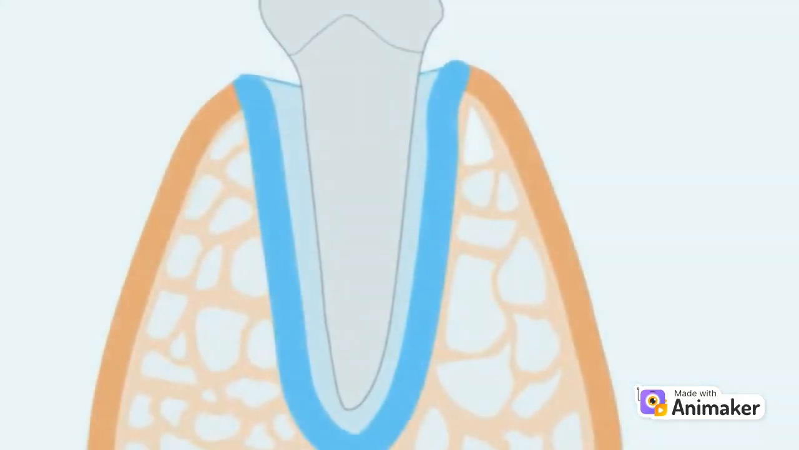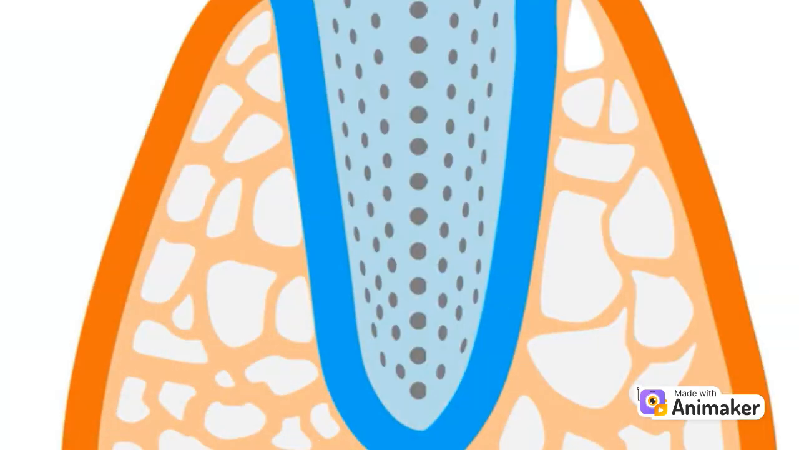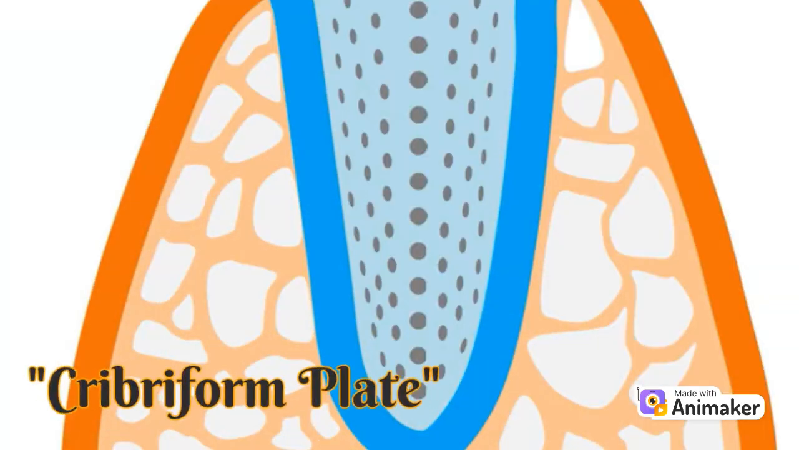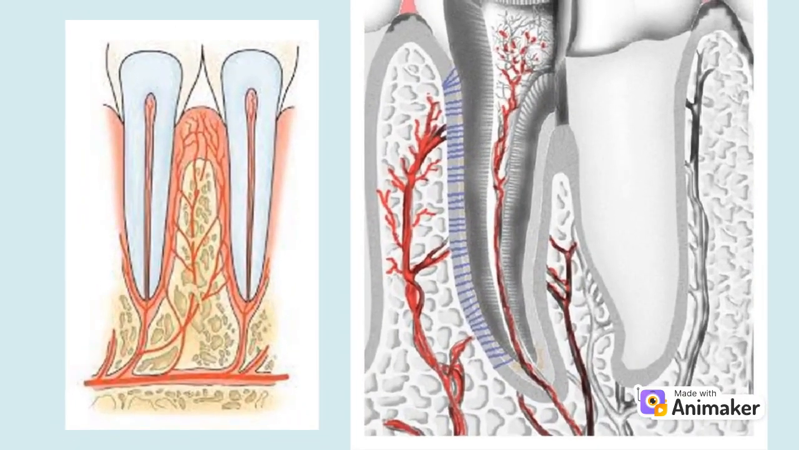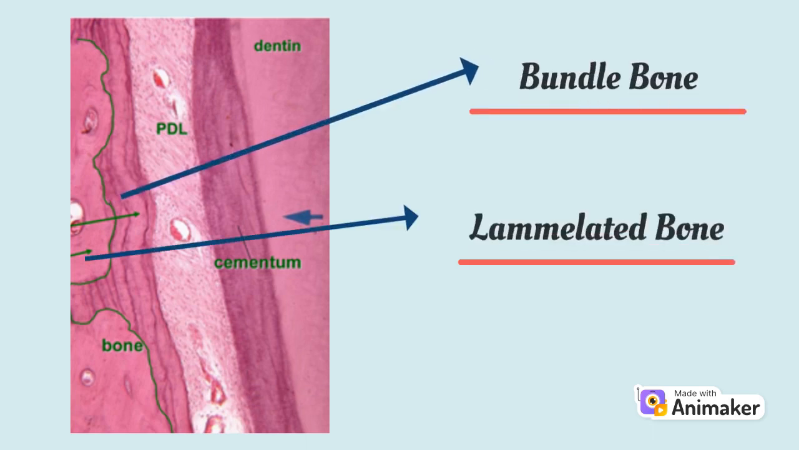When the socket wall in the alveolar bone proper is seen under the microscope, it shows numerous perforations, due to which it is also called the cribriform plate. It is through these perforations that blood vessels and nerves enter and exit the periodontal space. Histologically, the alveolar bone proper can be further divided into bundle bone and lamellated bone.